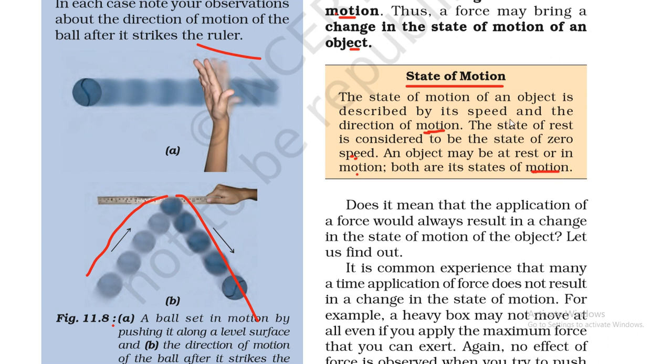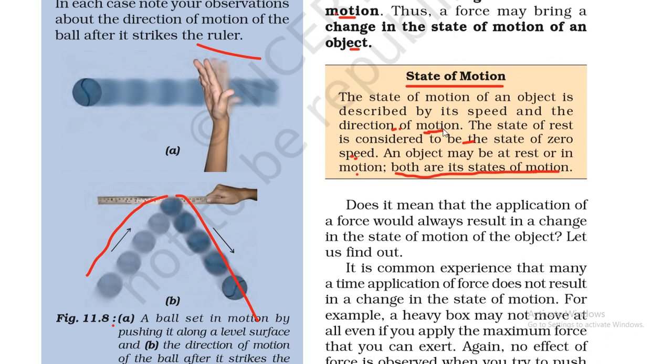So if an object is at rest, you can say its speed is 0. And if it is moving, then it is moving with some speed. The speed can be different, but in both cases you can say this is the state of motion of the object. In case of rest it is zero speed, and when it is moving it must have some speed. So I hope you understand the meaning of state of motion. Rest is also a state of motion, but its speed is 0 in this case.